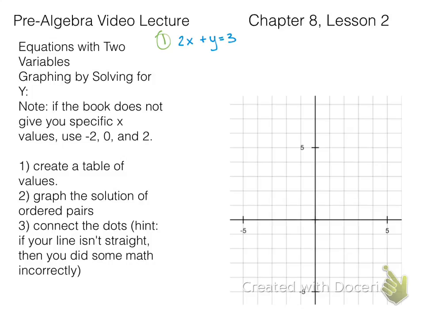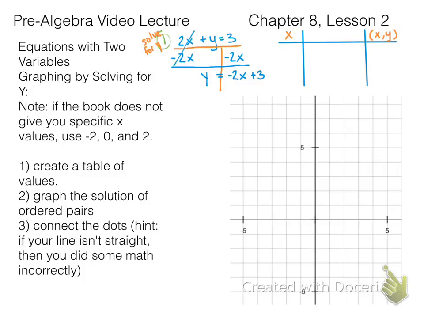2x plus y equals 3. And notice it is a linear equation. It has two variables, x and y, and there's no exponents. So this is definitely going to form a straight line as long as we do the math correctly. So I'm going to solve this for y to get y by itself. I'm going to subtract 2x on both sides. I'm going to get y equals -2x plus 3. This is the equation I'm going to use in my table of values.